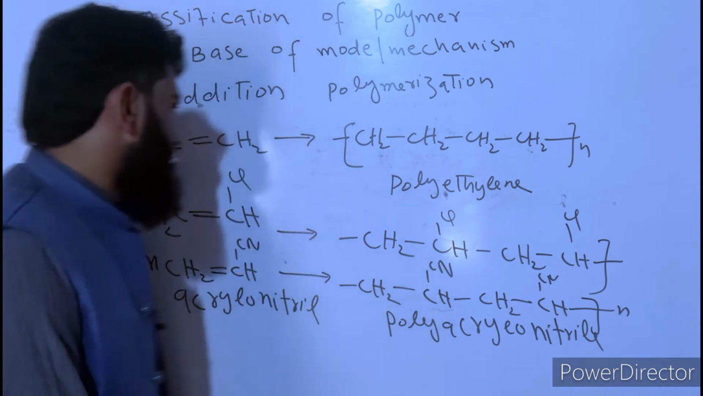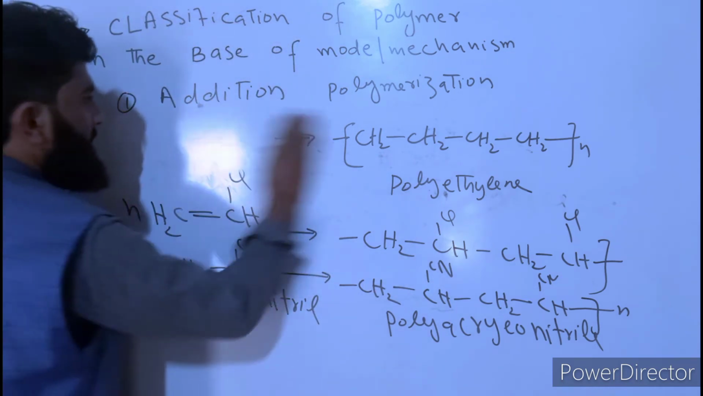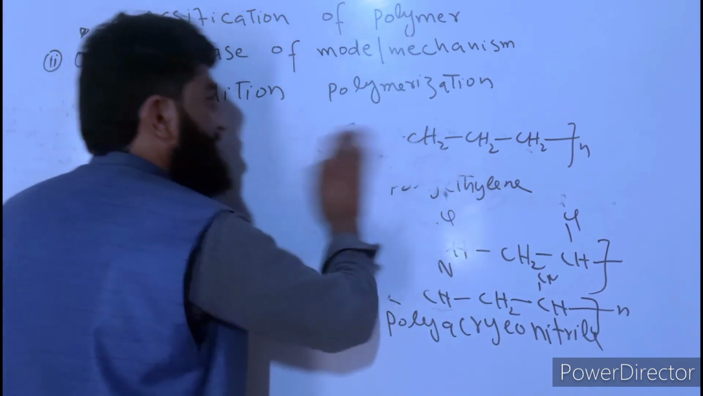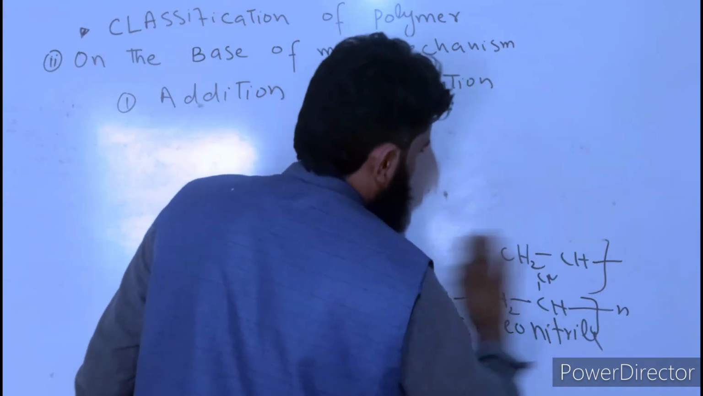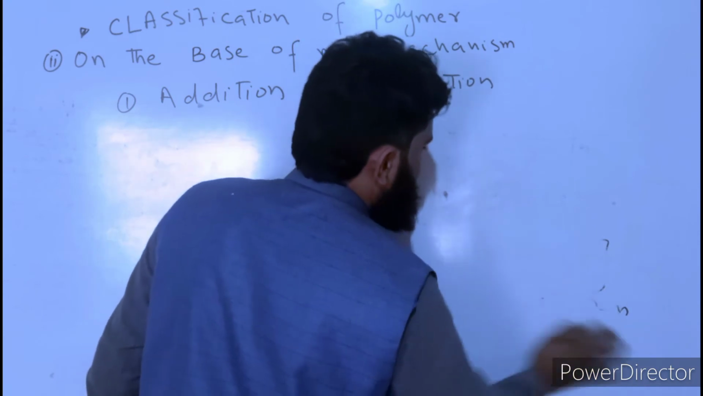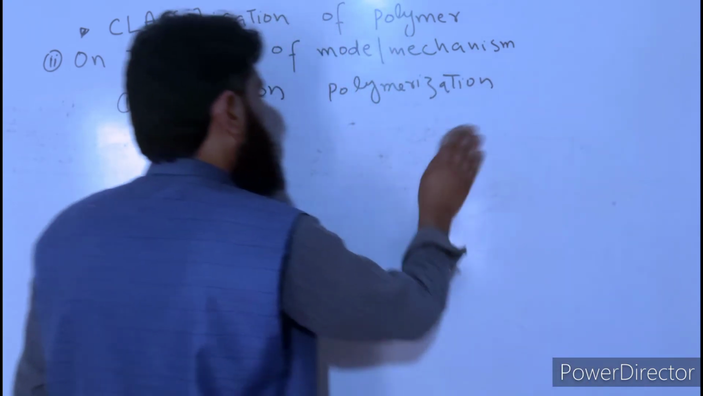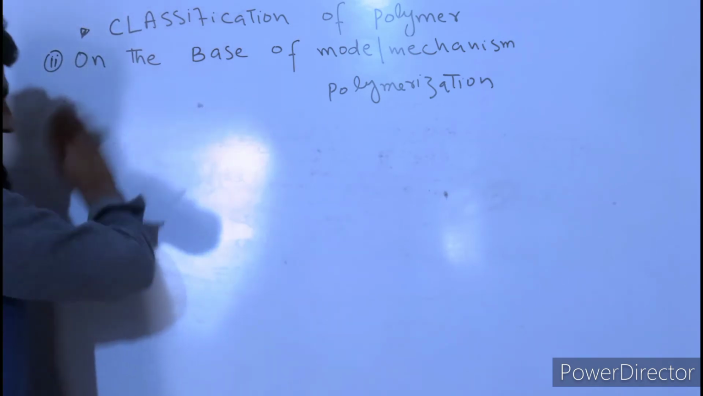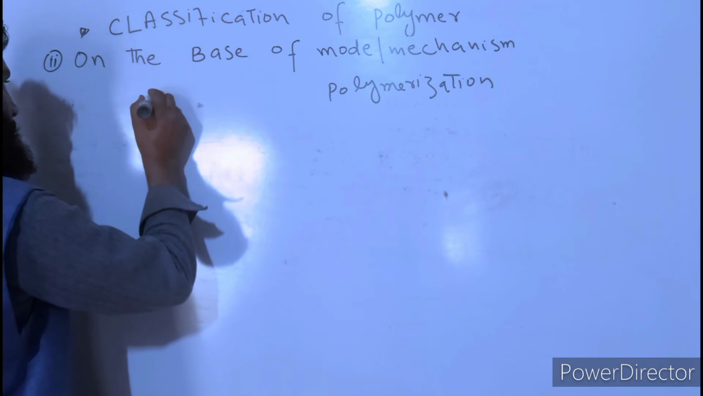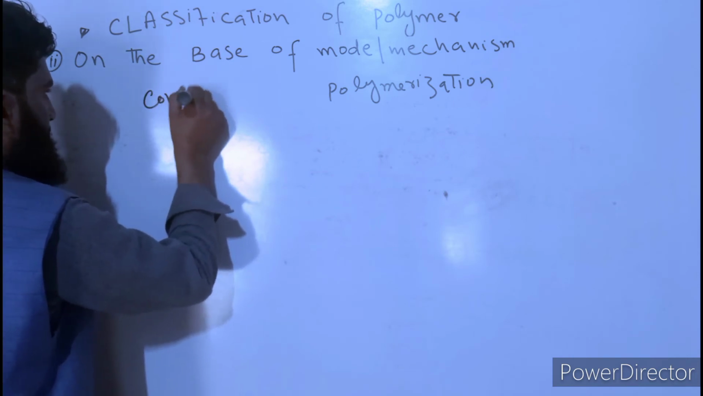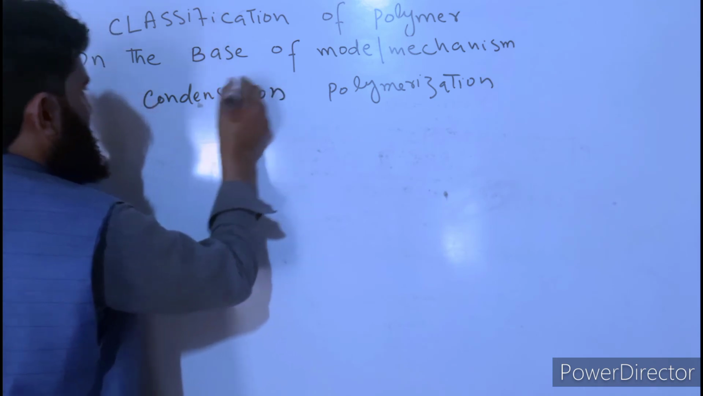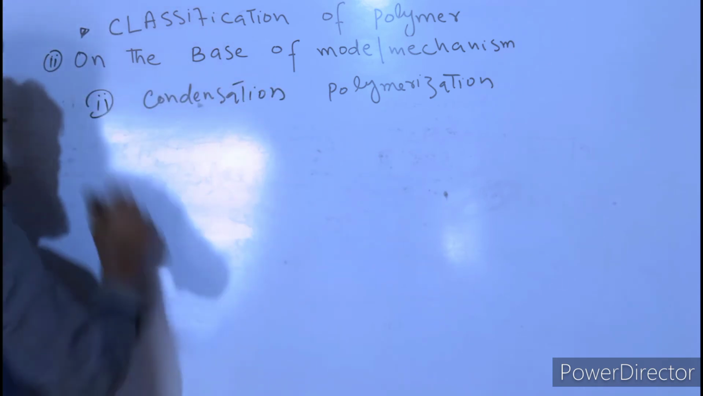Clear? So now I want to go toward the other type of polymer, that is what? That is condensation polymer. So you know that condensation reactions are actually such type of reactions where some side product is obtained. So condensation polymerization or condensation polymers. Clear?